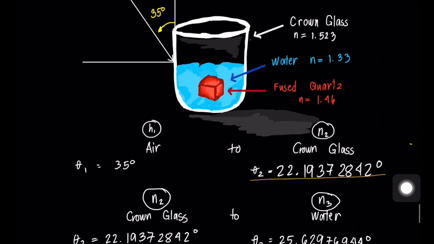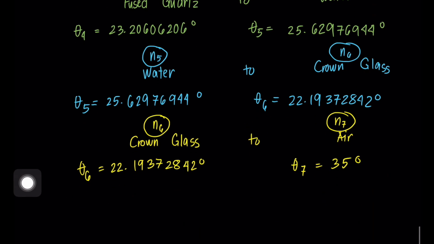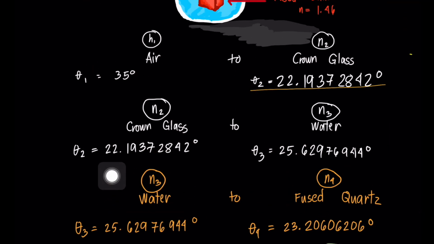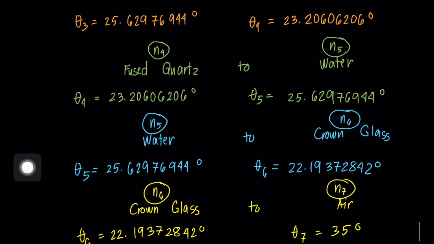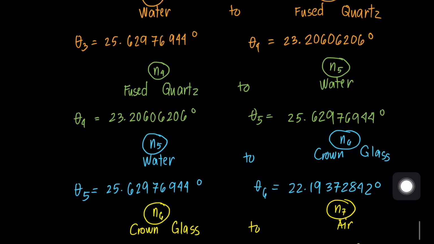Now, how are we going to determine if your process is correct? So we check all of the thetas. For example, in air, theta sub 1 is 35. And then let's check the last. The value of air here is also 35. So that's correct. Next, for the crown glass, we have 22.19372842. So let's check the crown glass here: 22.19372842. So they have the same. That's correct.